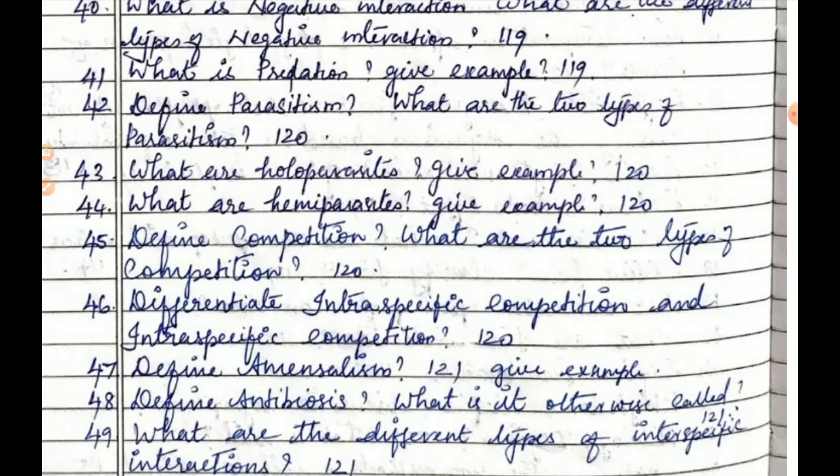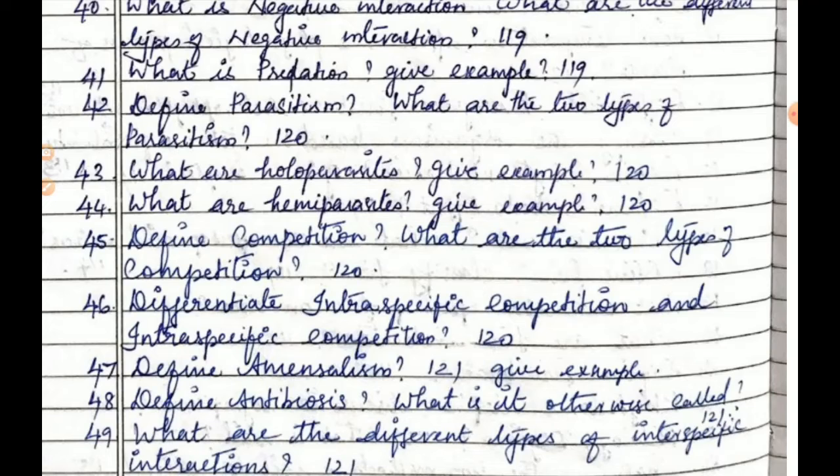Then the next question is hemiparasite. Students, Balanophora, Orobanche, Rafflesia, total root parasite. That is also important for one more question. The next question is, what are hemiparasite? Give example. 44th question. What are hemiparasite? Give example. The answer is given on page number 120.